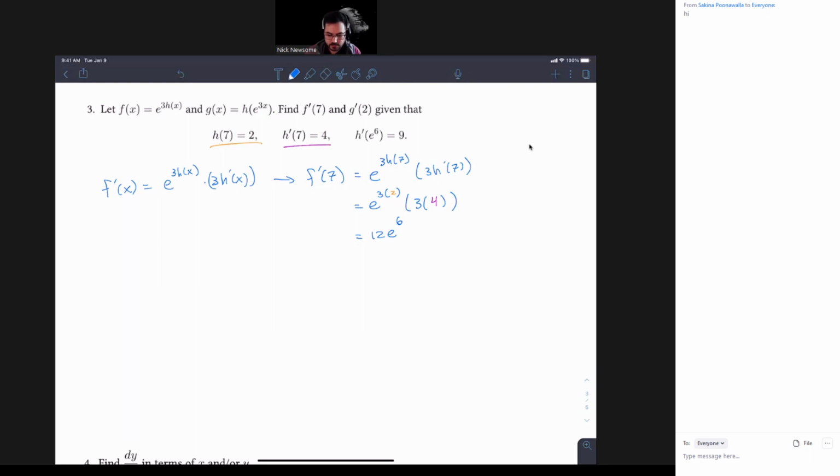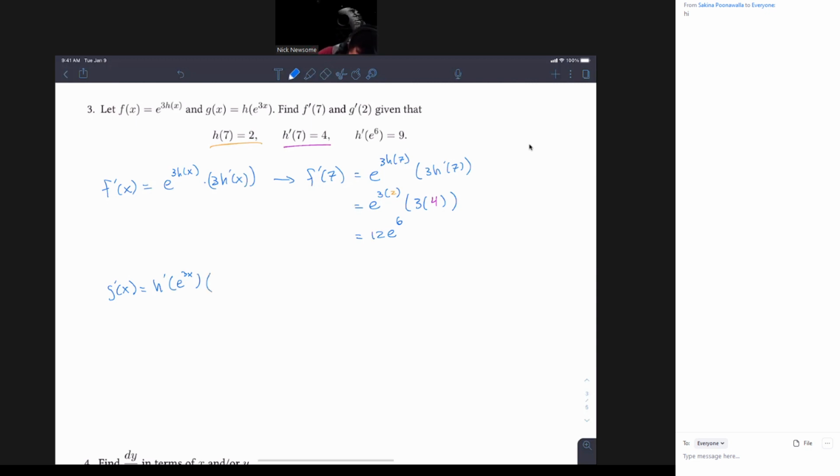Now we'll do g prime. So in order to calculate g prime of 2, I need to know what g prime of x is. This time h is on the outside, so that's the derivative we take first. So we get h prime of e to the 3x multiplied by the derivative of the inside, so multiplied by the derivative of e to the 3x, which itself has another chain rule.